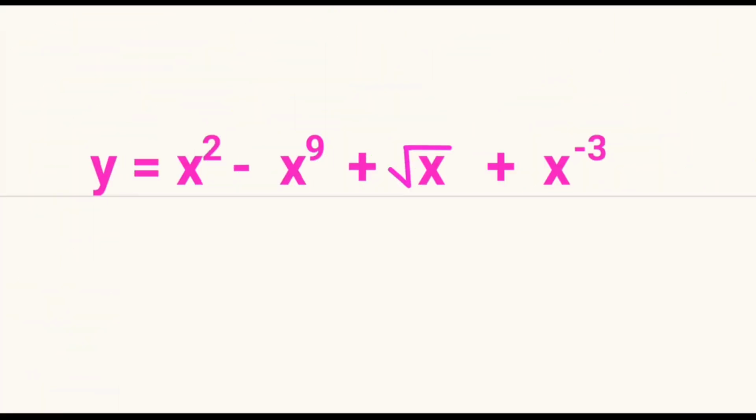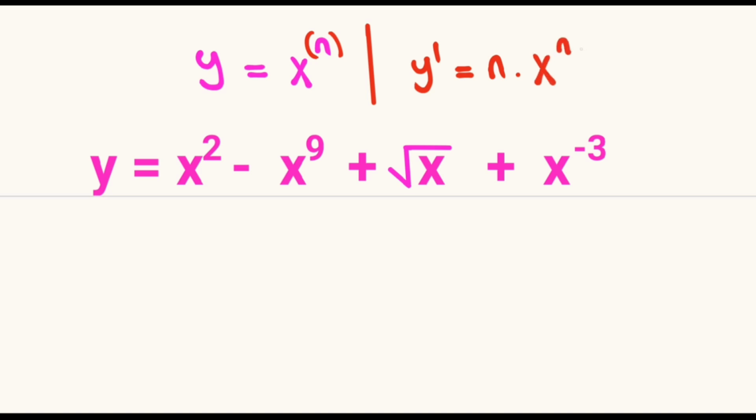For our third question, in order for us to differentiate this, we have to use the power rule, which states that if you have y is equal to x raised to the power n, the derivative of the y will be equal to the exponent of x, which is the n, multiplied by x raised to the power n, and we minus 1 from the exponent of the x, so we have n minus 1 as the exponent of x. Before we can differentiate the y, we express the square root of x.